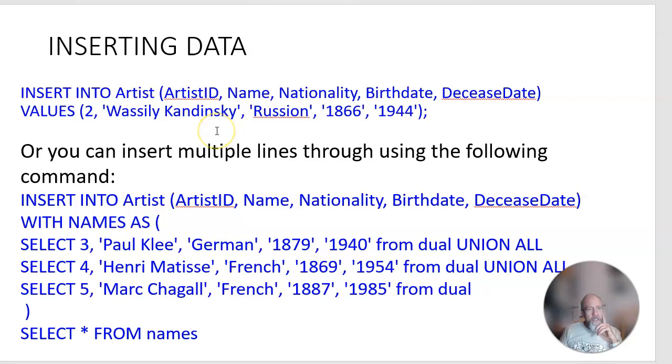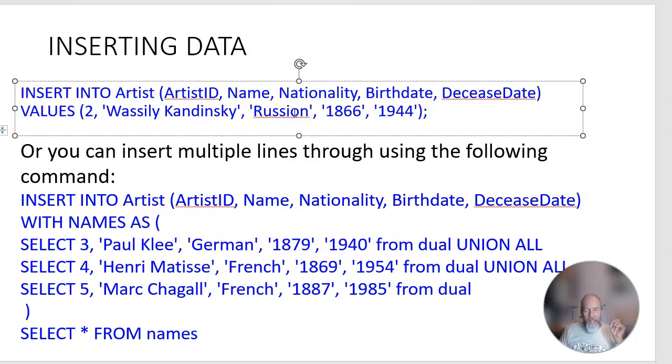You could also simply put insert into artist, leave off this entire first part and put values, but if your values are out of order, you got a problem. Also, make sure that you spell Russian with an A. They're not Russians. Okay, I usually catch this stuff as I go along.